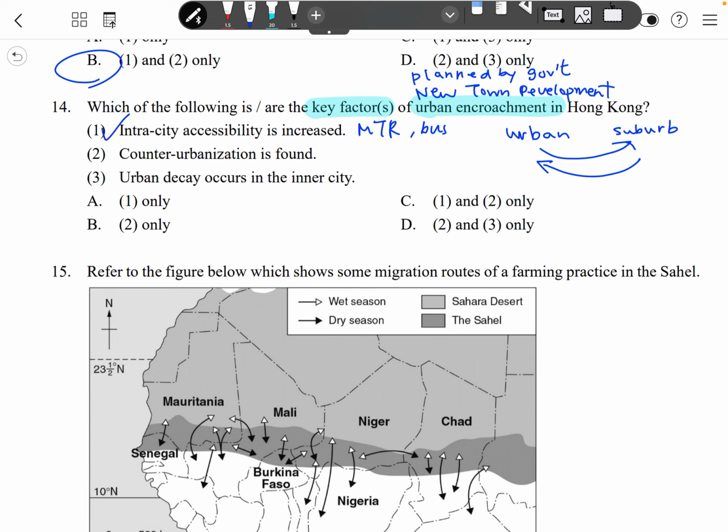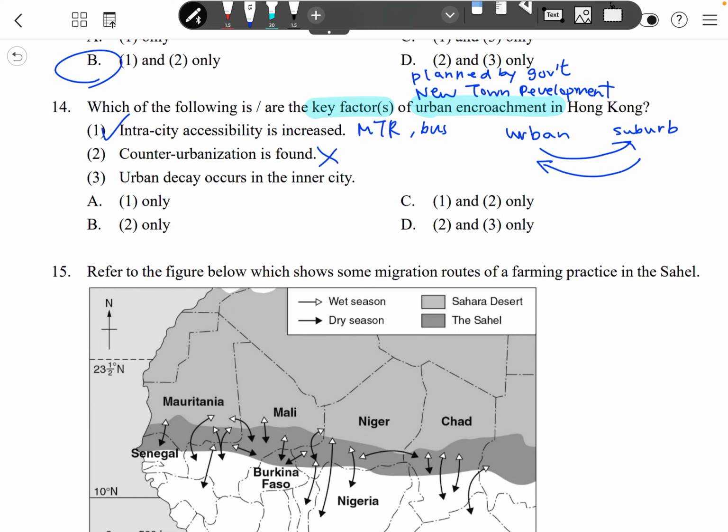Number 2, counter-urbanization is found. No, in Hong Kong we don't have counter-urbanization, 反城市化. So counter-urbanization failed to achieve the urban encroachment.